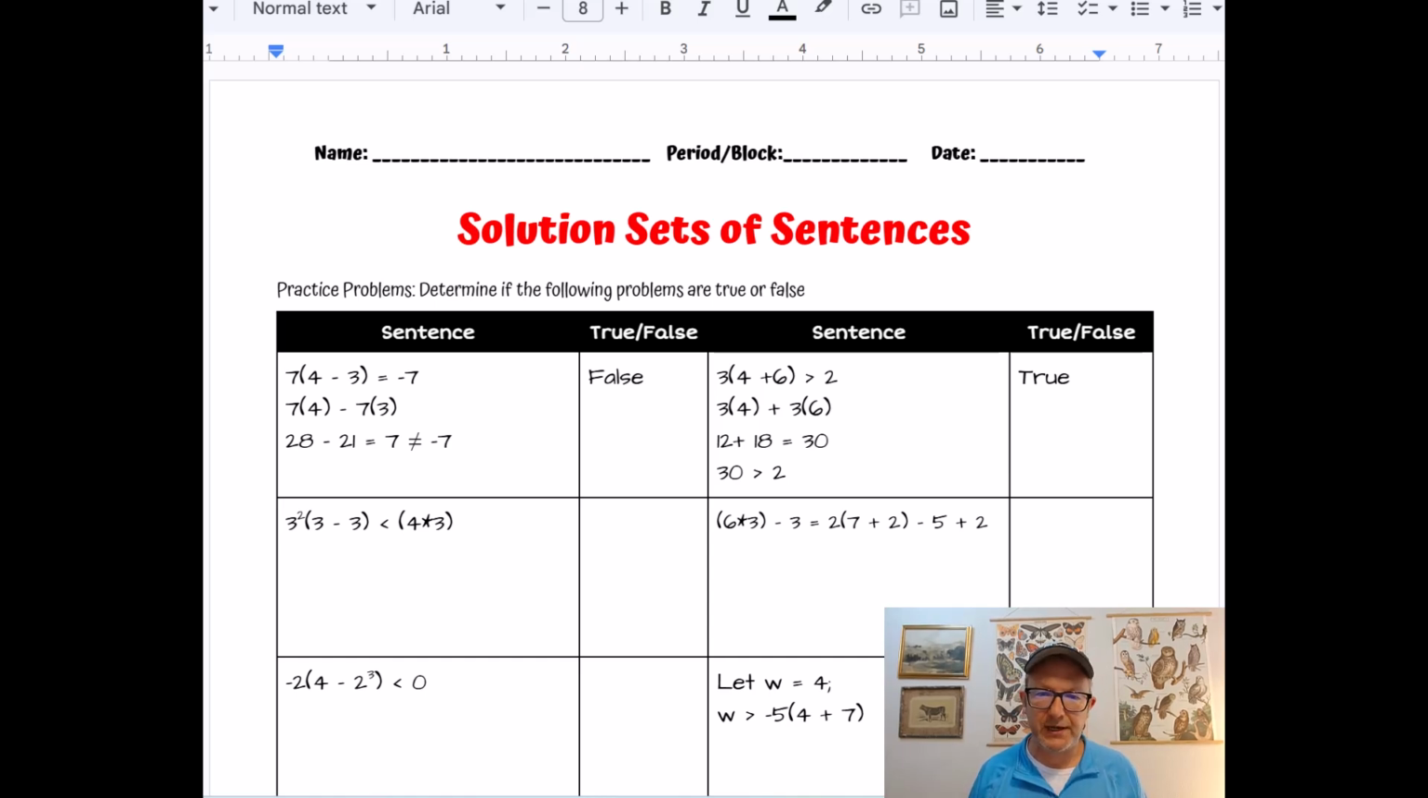Here's our solution sets of sentences. It's part of the foundation of algebra. Typically this is done in the first few weeks of an Algebra 1 class as a way to review some number properties. This one's our expert level.